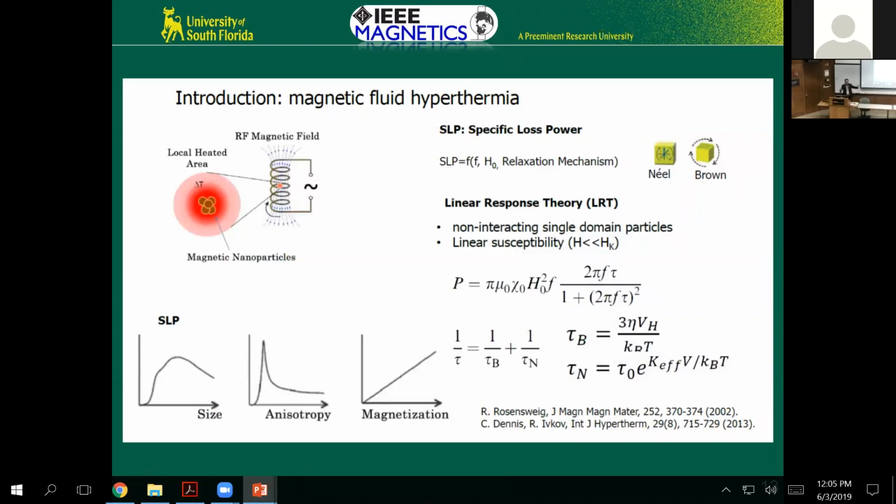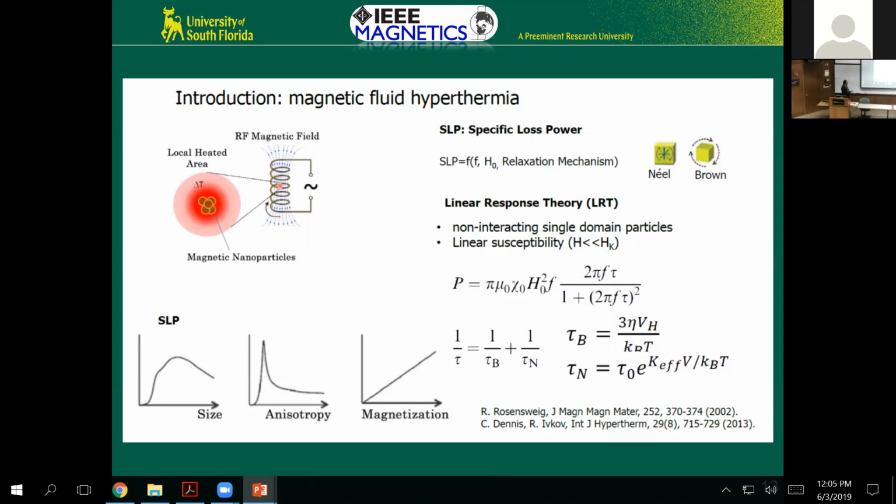For example, when you apply an AC field, if the particles are free to move, if the environment is more like a liquid, then you have Brownian motion, right? So that leads to the Brownian relaxation time. And then, of course, if the particles are in a cell which is viscous and you don't have the motion of the particles, then it's basically the Néel relaxation time, which is the magnetization vector following the high frequency.